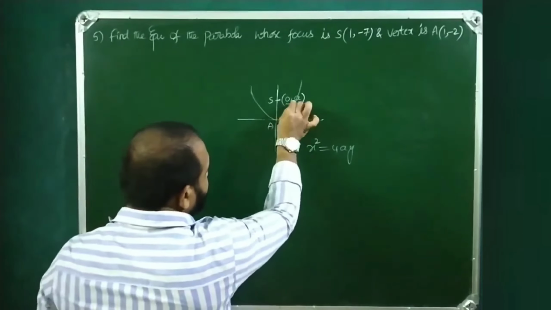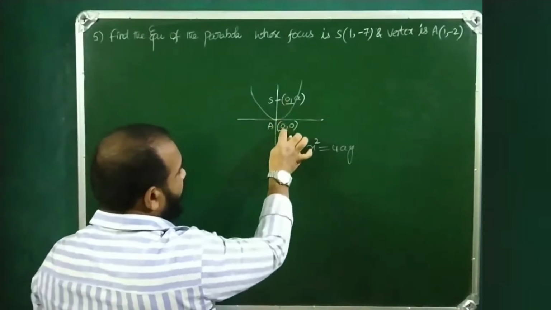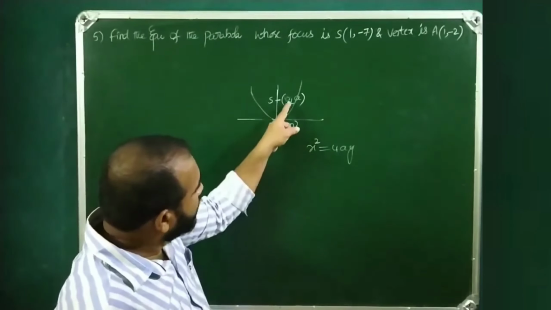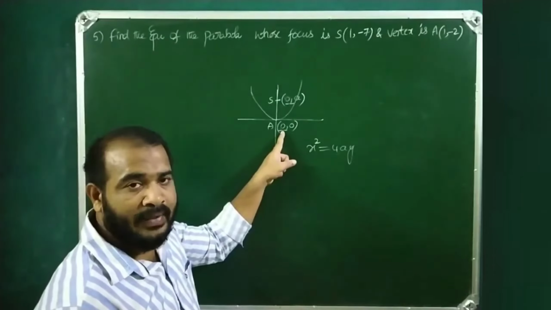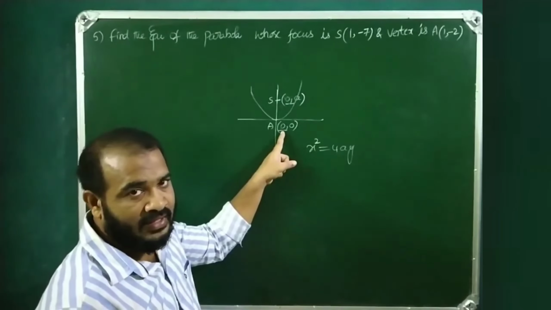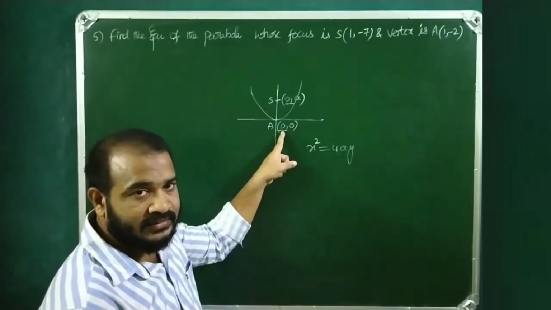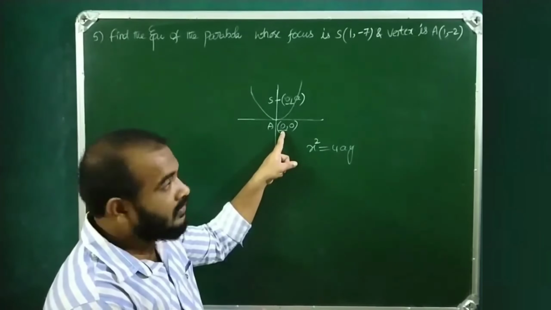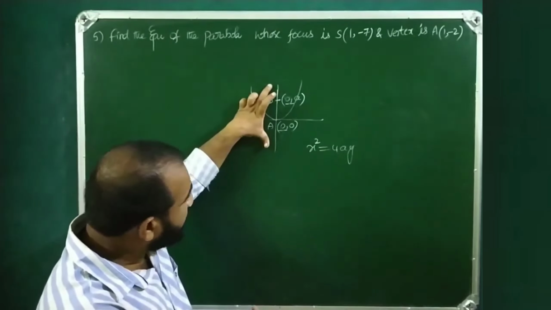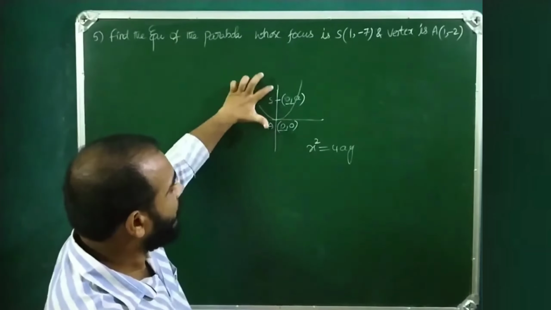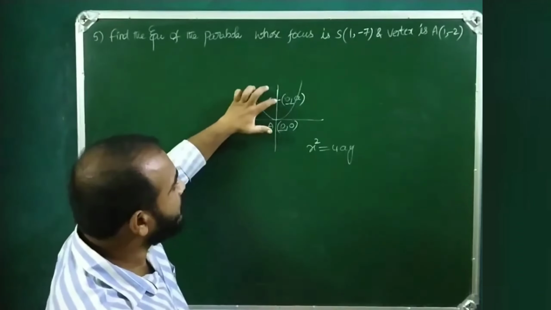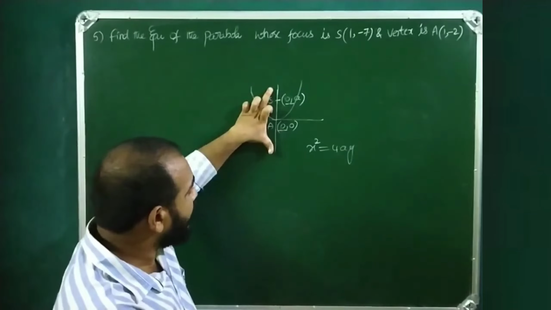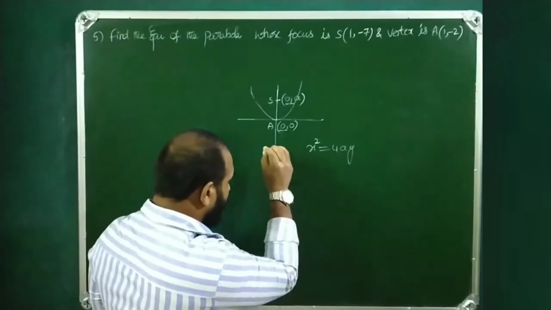Here 0, 0. If x coordinates are equal, the parabola is symmetric about y-axis. If the parabola is symmetric about y-axis, it is x square equals to 4ay is the parabola. Then the axis is what? This is the axis. What is axis? The straight line passing through the fixed point is called the axis. Here the axis is y-axis, x equals to 0.